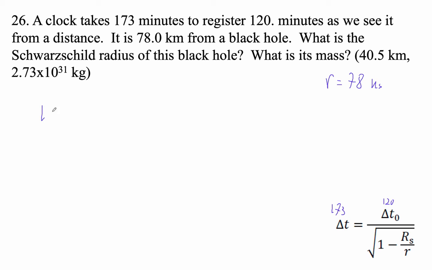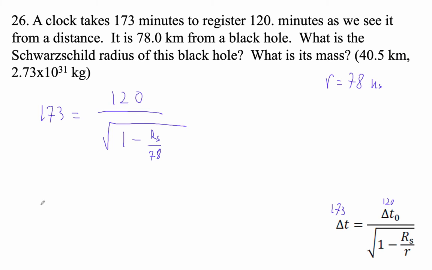We've got 173 equals 120 divided by 1 minus the Schwarzschild radius we're trying to find, right? And then the radius, the distance we are from the singularity is 78. Okay, it'd be a lot harder if they told us that we were a certain distance from, but we're not. Okay. So we can solve for this, but we don't want to.